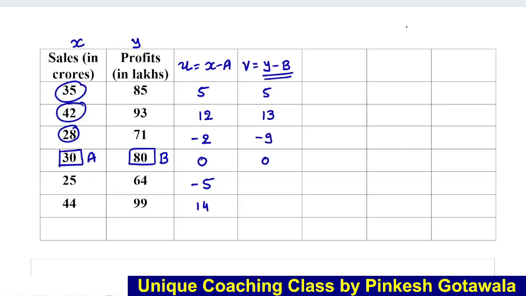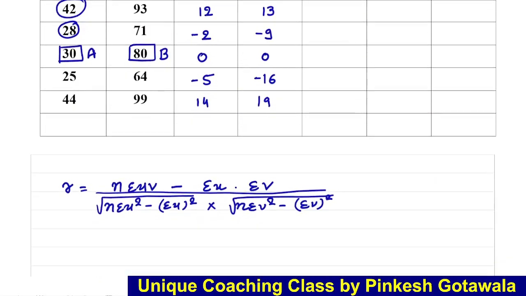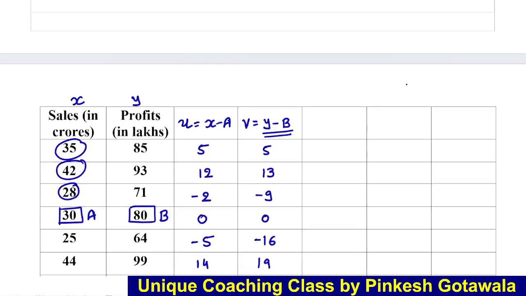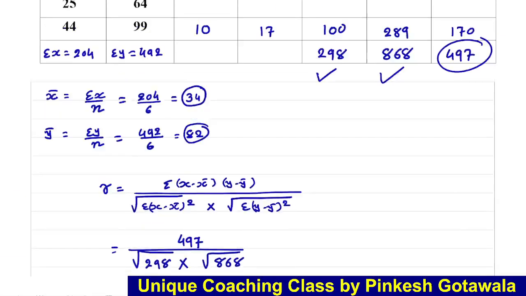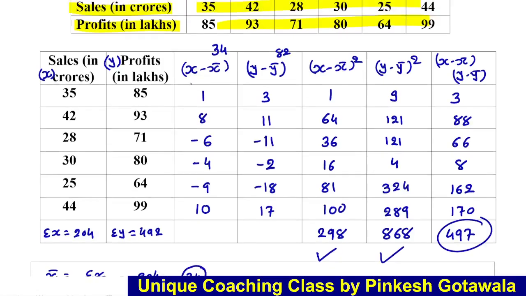80 minus 64 is 16, and 80 minus 99 is 19. Okay, our u and v are completed. Now next what we need, here the same pattern, there is a multiplication of u and v, and you can see that there is a square of u and v square. So the next columns would be u square, v square, and uv. Actually it is the same pattern as this. Look here: we find x minus x bar, y minus y bar, then we made a square of them and then multiplied both.